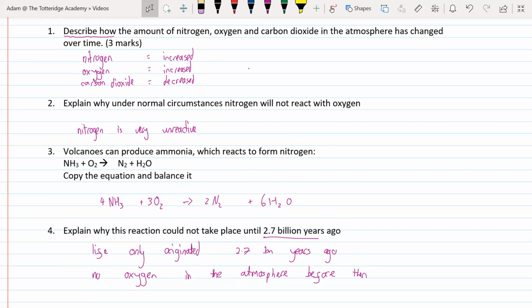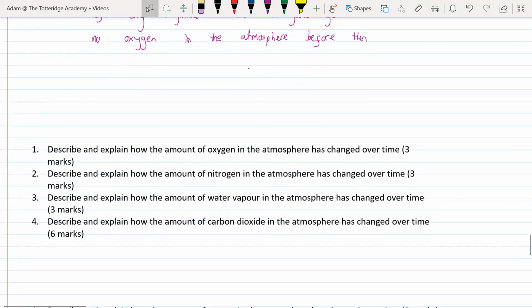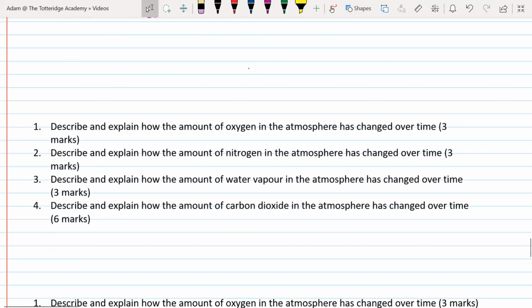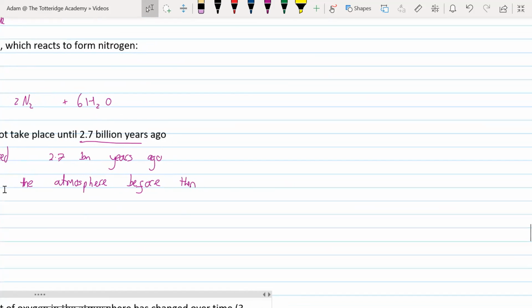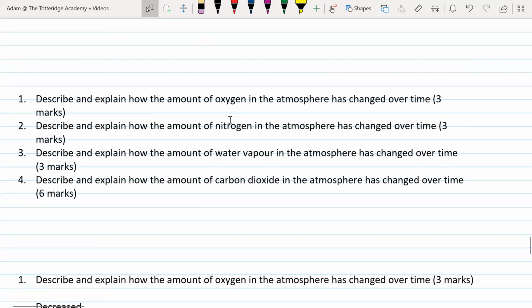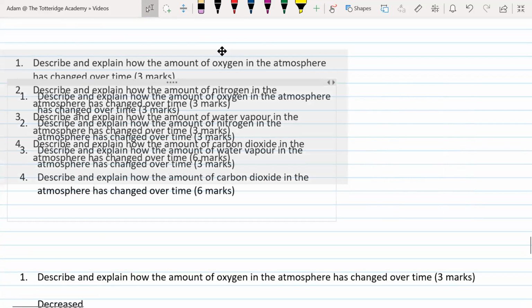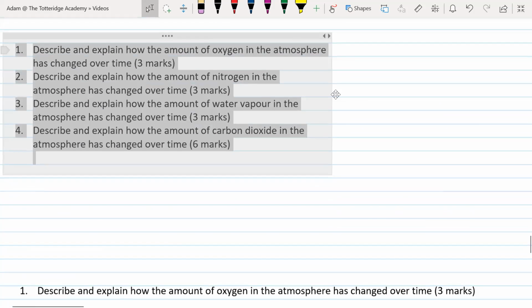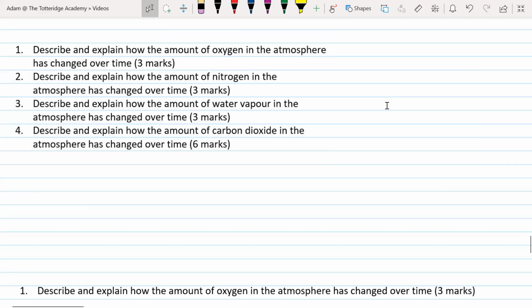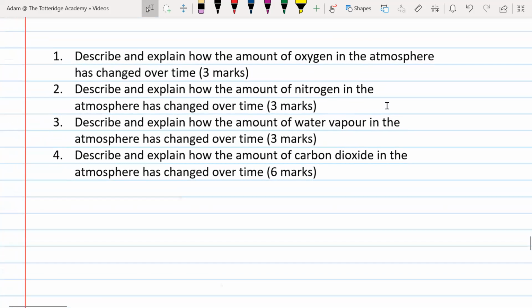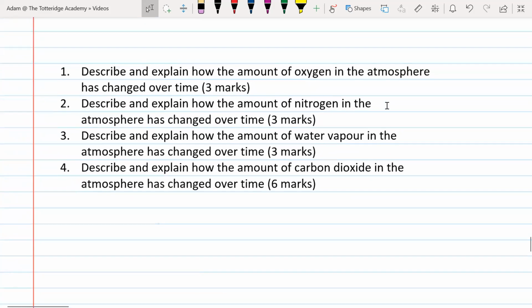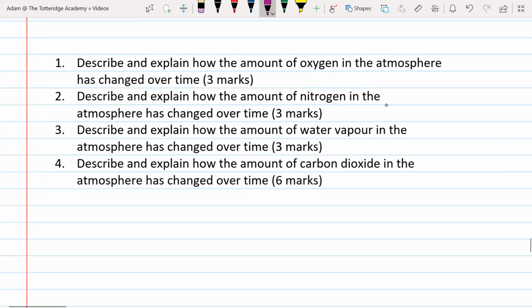So these questions have all been of the type that you might get in an exam. But what I want to do now is start tying them together into bigger and bigger questions. So I've written out some questions here, and I've given you the number of marks for each one. And each one asks you to discuss a different gas from the atmosphere. And each one asks you to both describe and explain.